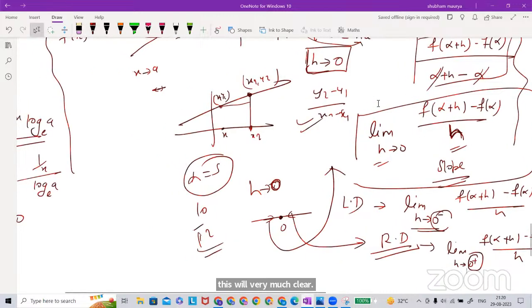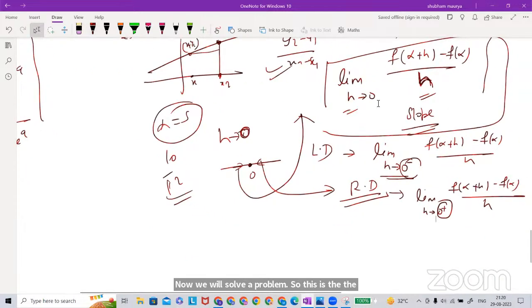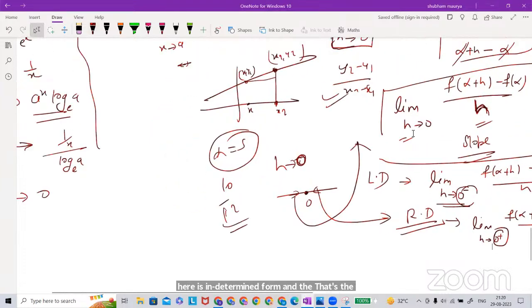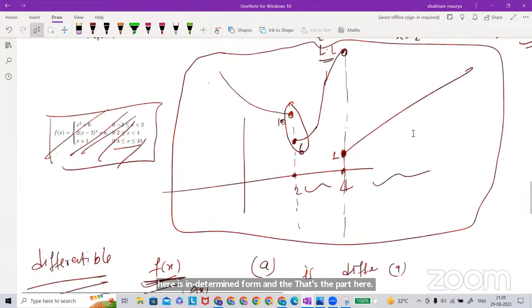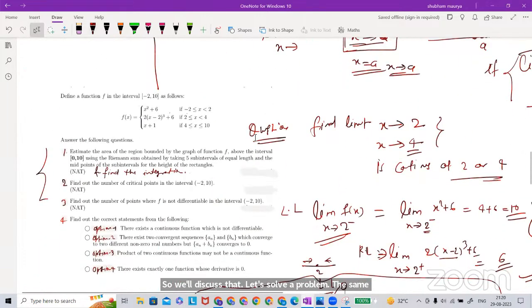So this is done, the derivative part is done. One thing remains, the indeterminate form and L'Hopital's rule. We'll discuss that. Let's solve a problem, the same problem. It will be more clear to you when we solve this problem.